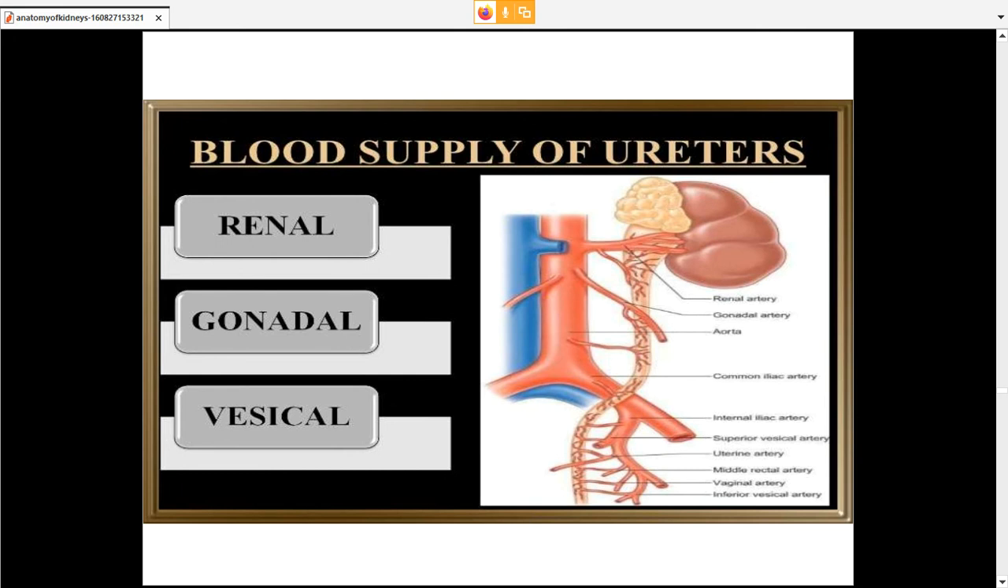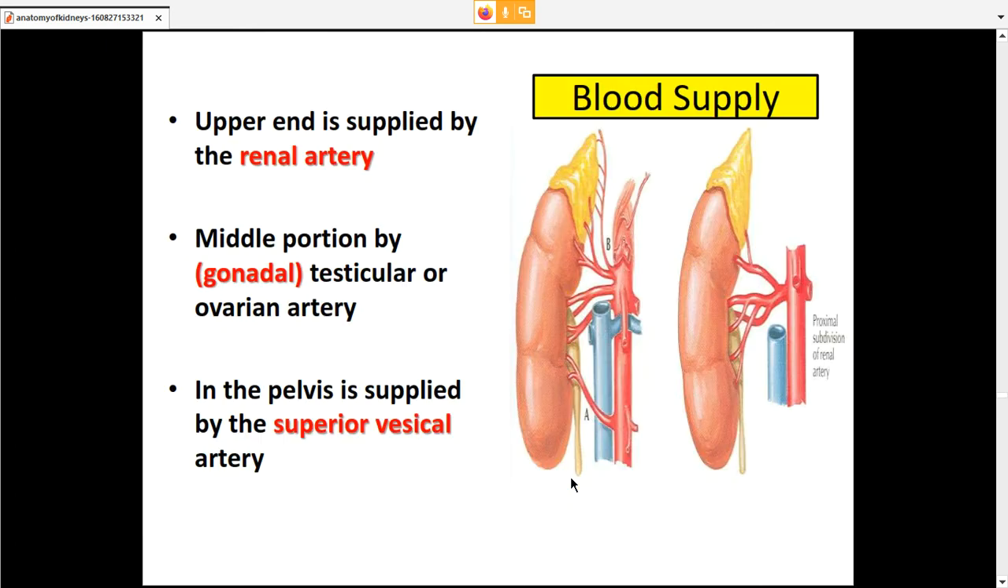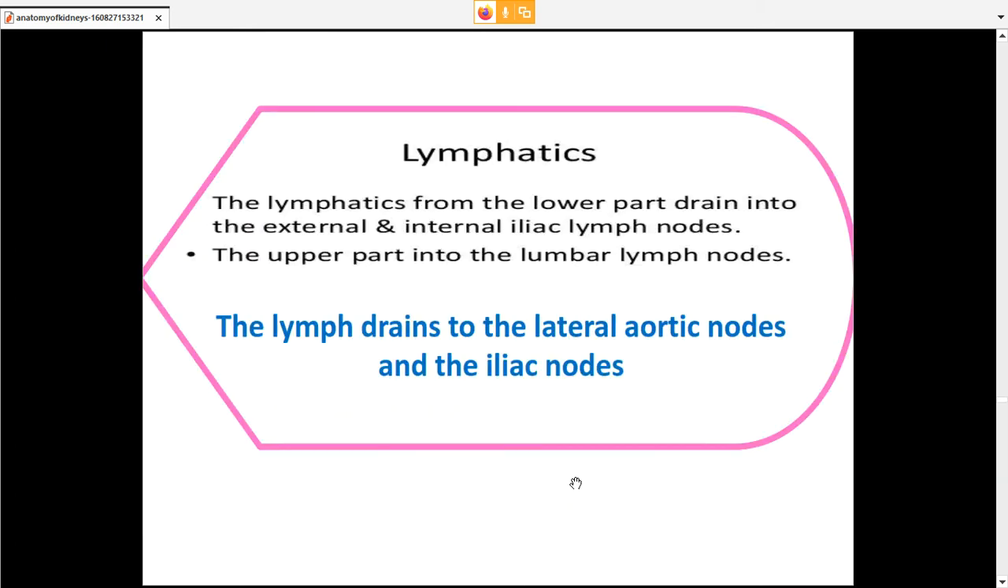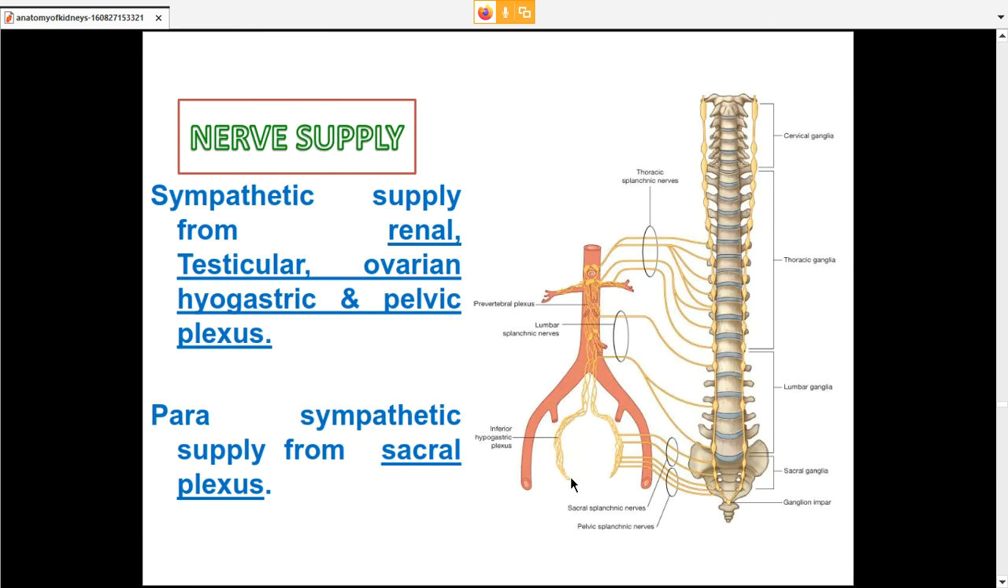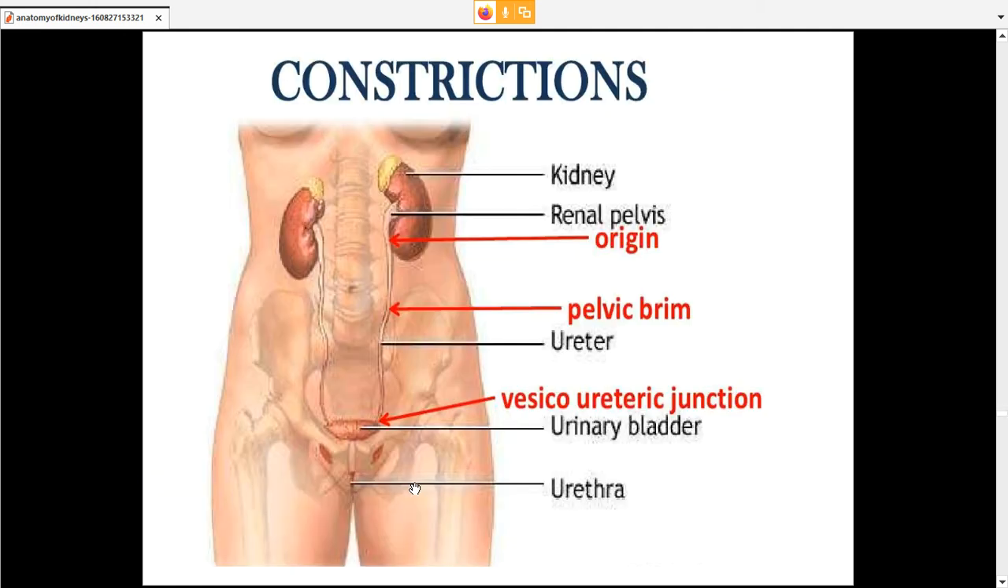For the blood supply of the ureter, you just write down renal, gonadal, and vesical. The renal artery supplies the upper part of the ureter, the gonadal artery supplies the middle part, and the lower part is supplied by the vesical arteries. Then lymphatics, then the nerve supply, sympathetic and parasympathetic. For any abdominal organ, you write that the nerve supply is sympathetic and parasympathetic. The sympathetic supply is by the renal, testicular, and ovarian plexus and the hypogastric plexus. The parasympathetic supply is by the sacral plexus.